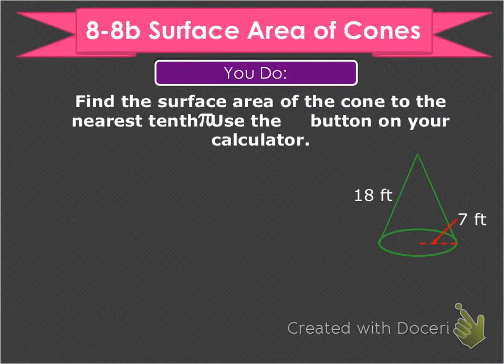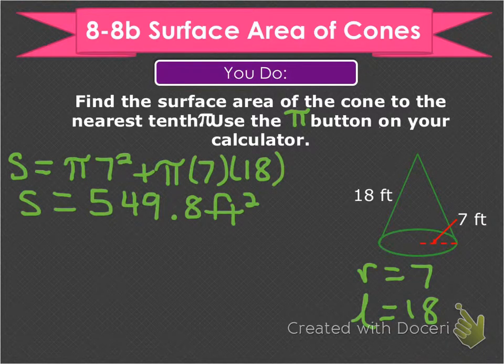Go ahead and try this next one on your own, remembering to use that pi button. But if you notice, you got a radius of 7 feet and a slant height of 18. Try this one on your own. Pause the video. If you did your math correctly, you should have gotten the surface area to be 549.8 feet squared.